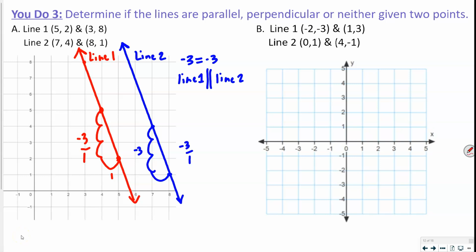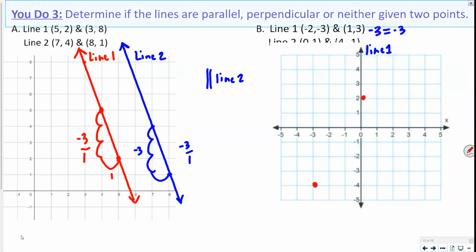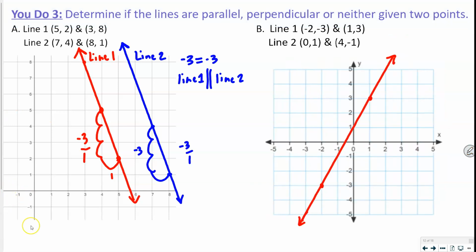So this one's negative 2, 3. Negative 2, 3 right there. And 1, 3. Whoa, so wait a minute. Negative 2, negative 3. There we go. Negative 2, negative 3 right here. Thought something was wrong. And then 1, 3 right there. So once again, going to get my straight edge. That was my line 1. And now we're going to do line 2, 0, 1 is right there. And 4, negative 1 is right there.